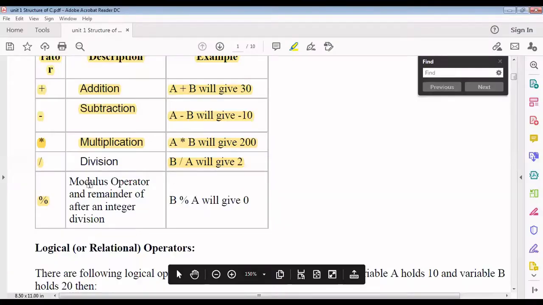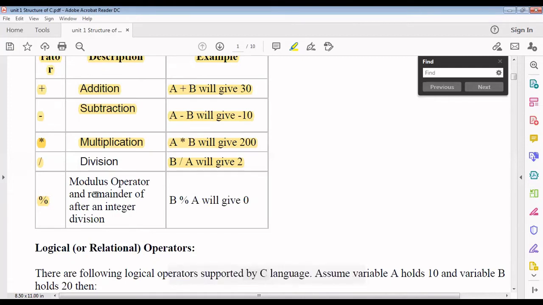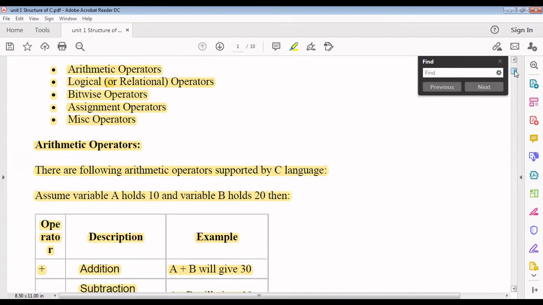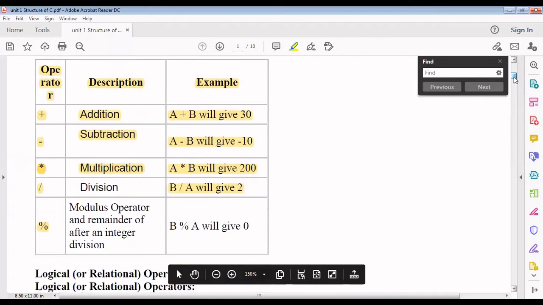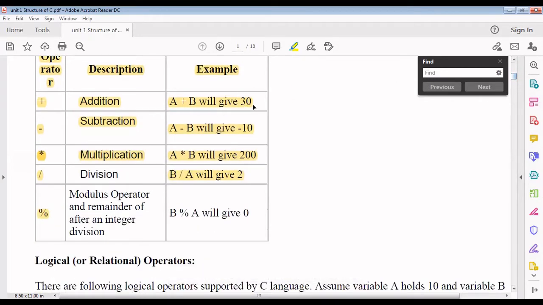Let me share the screen. Now you can go through the modulus operator, the remainder after an integer division. After division, the remainder value we call modulus. So division stores the quotient value, modulus stores the remainder value. So what are arithmetic operators? You will write plus, that is addition. One example, a plus b will give you 30, because before they have assigned a as 10 and b as 20. That's the reason they have put a plus b. When I give it, I will get 30.